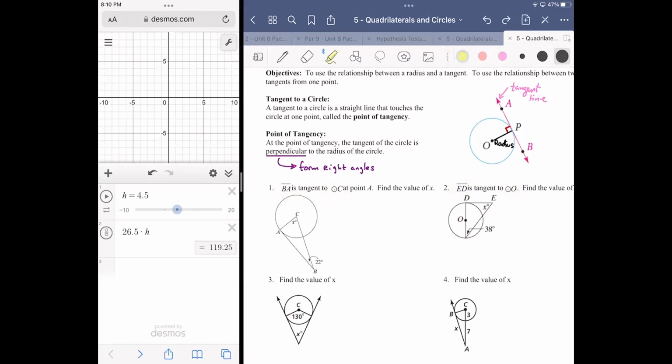So what we learned is that the tangent and the radius are going to intersect to form a right angle. I can make a right angle.